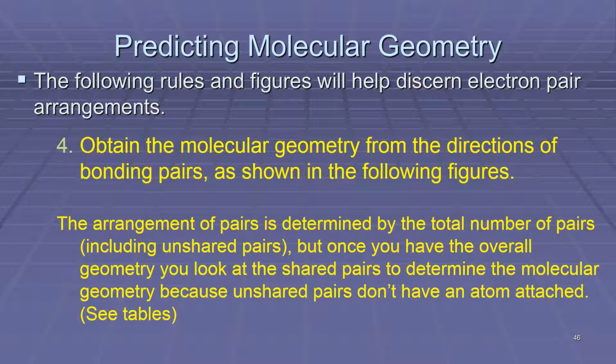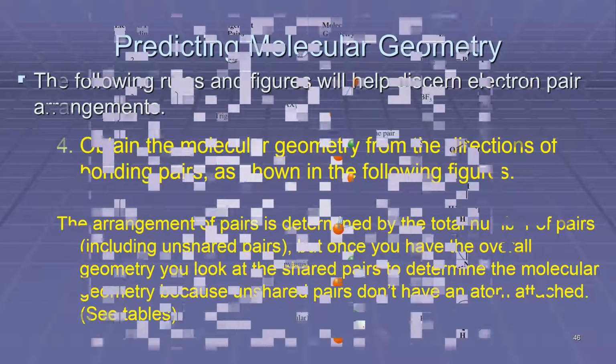Okay, so count the total, which gives you the overall shape, and then you look at how many are actual bonding and how many are unshared pairs. So we'll see that in the following slides.